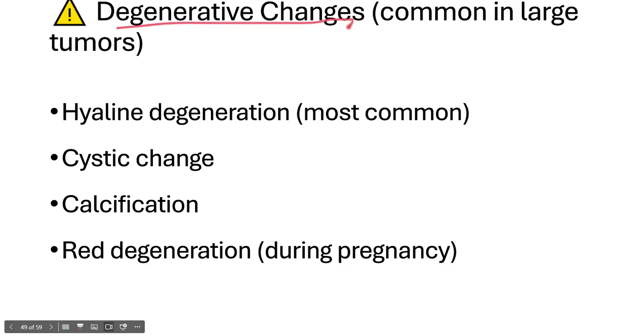Let's discuss the degenerative changes. They are common in large tumors. There can be hyaline degeneration, which is the most common degeneration. Also cystic changes, calcification, and red degeneration, which can happen during pregnancy.